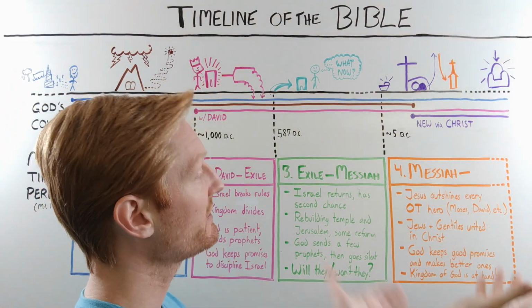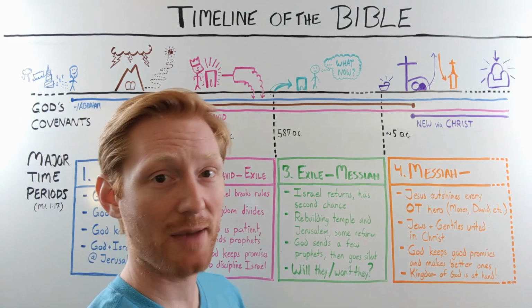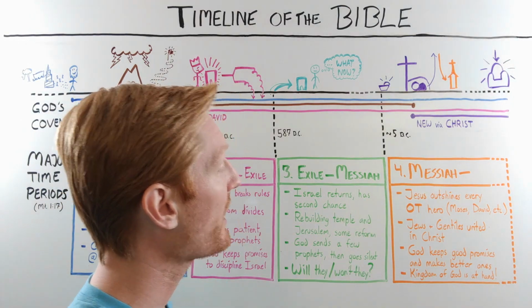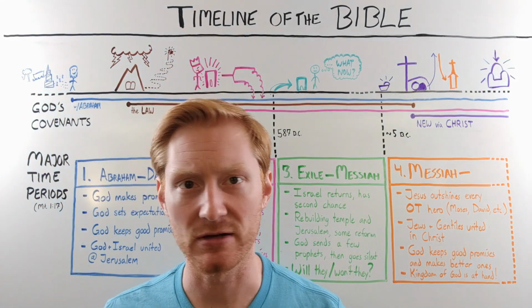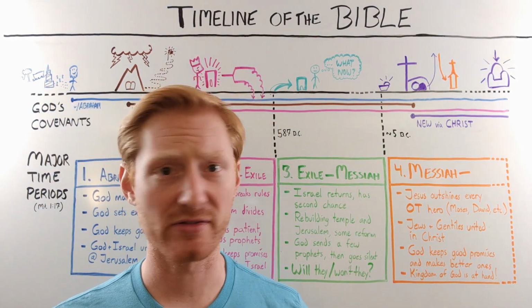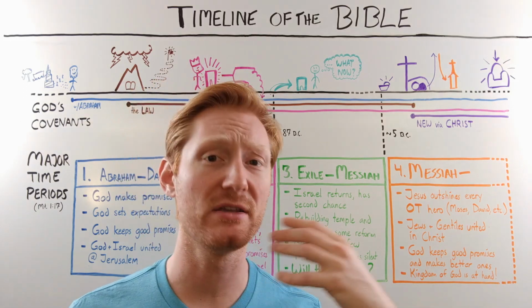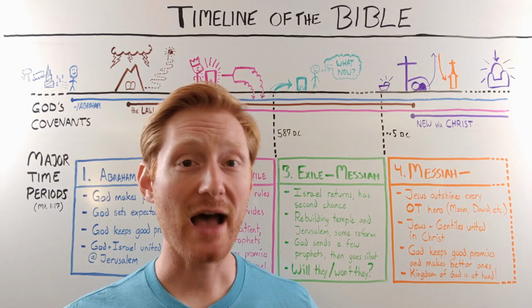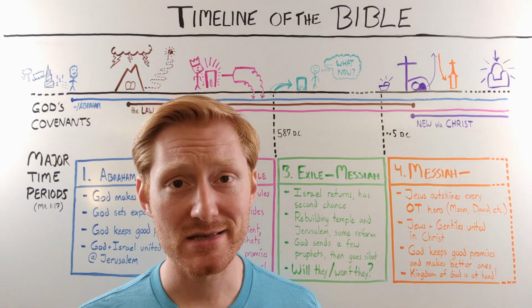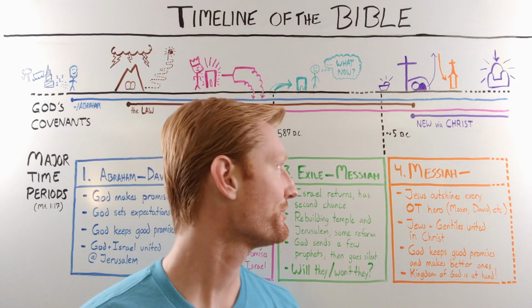Until Jesus comes around, and then we have this shiny new chapter in biblical history where Jesus shows up and he outshines every single Old Testament hero. He's greater than David. He's greater than Moses. He's greater than Samuel. He's greater than all the priests. He is just the ideal person because he's God. He's the Son of God.